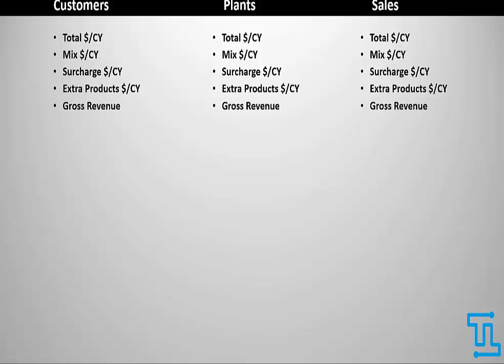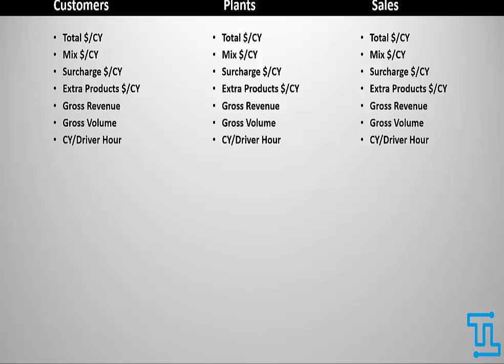Gross revenue. This is the total revenue for the trend type before tax. Gross volume, and yards per driver hour. For customers, this is the total volume for a customer divided by the time spent on tickets for that customer. For plants, it is the plant volume divided by the driver time spent on tickets for that plant. And for sales, it is the volume of customers assigned to that salesperson divided by the time spent on tickets for those customers.